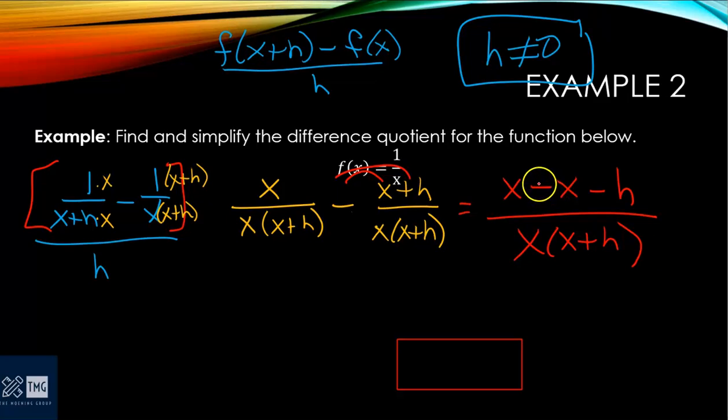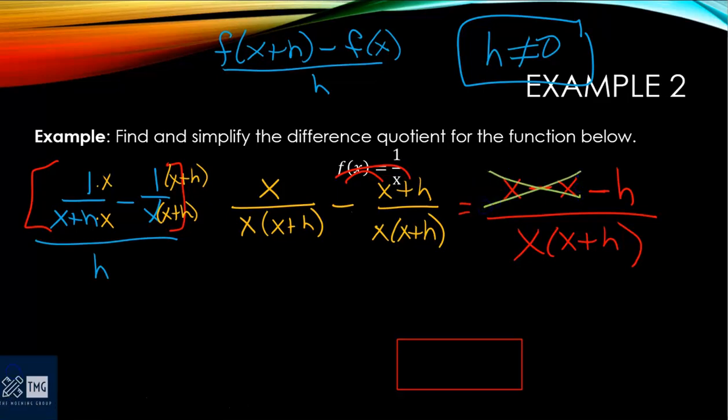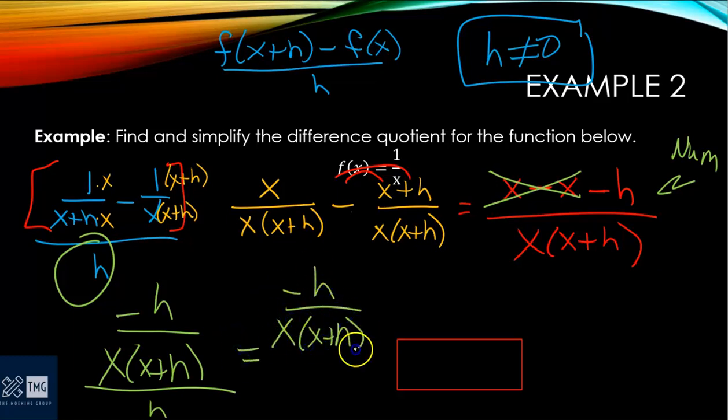So I distributed the negative. That gave me the negative x, the negative h, and then I still have the x that comes first. So hopefully we see x minus x goes away, and I am left with, this is my numerator, negative h all over x times x plus h. All of this is dividing by h, because all of this here was my numerator. So I have negative h all over x times x plus h divided by h.